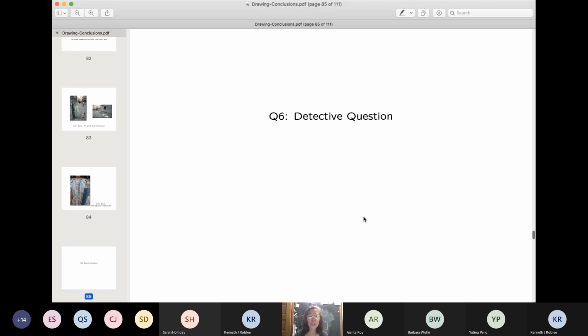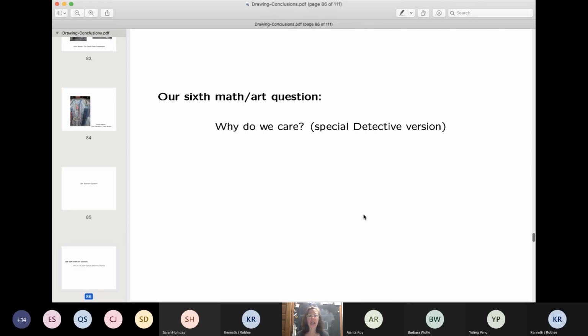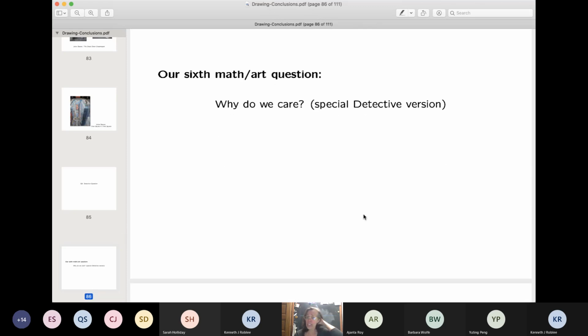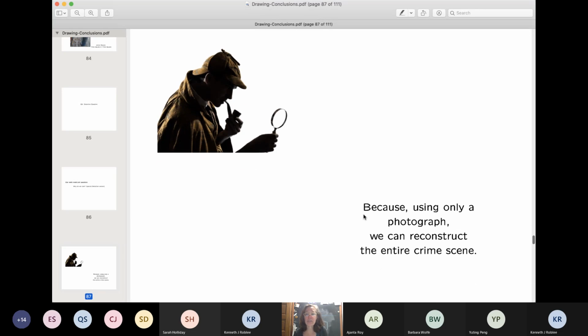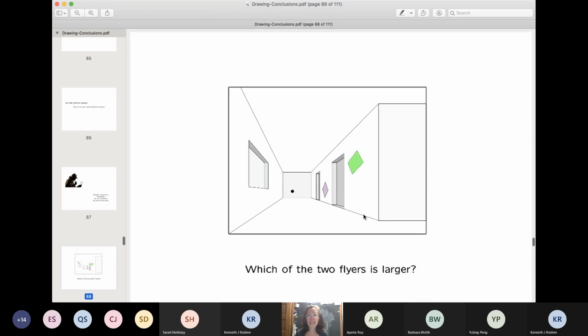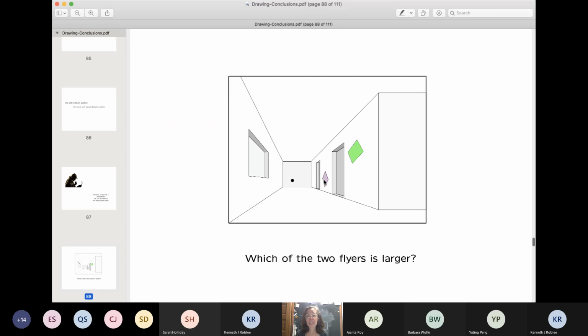Hang on. Imagine you have this weird detective question. Suppose you want to try to figure out what's happening from a photograph. Can we reconstruct the entire crime scene? So here's the crime scene. Suppose you had these two beautiful pictures on the wall, and then somebody stole the pictures, and you have to figure out which one of these two pictures was larger in the real world. And you only have this photograph.